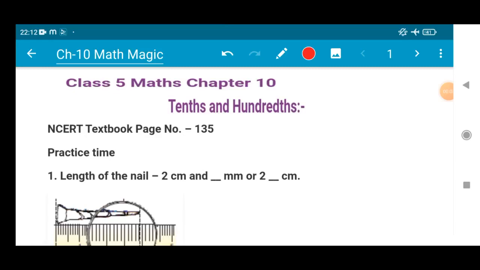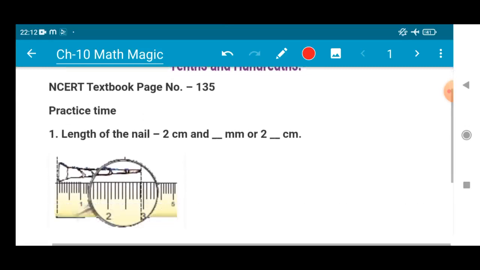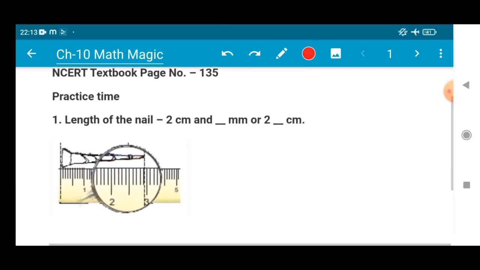So in this session we will be continuing with page number 135, practice time. So the question is, the length of a nail shown here is 2 centimeter and dash millimeter, or 2 dash centimeter. Here is a nail shown to us, and this is a scale helping us to get the proper measurement of the nail.